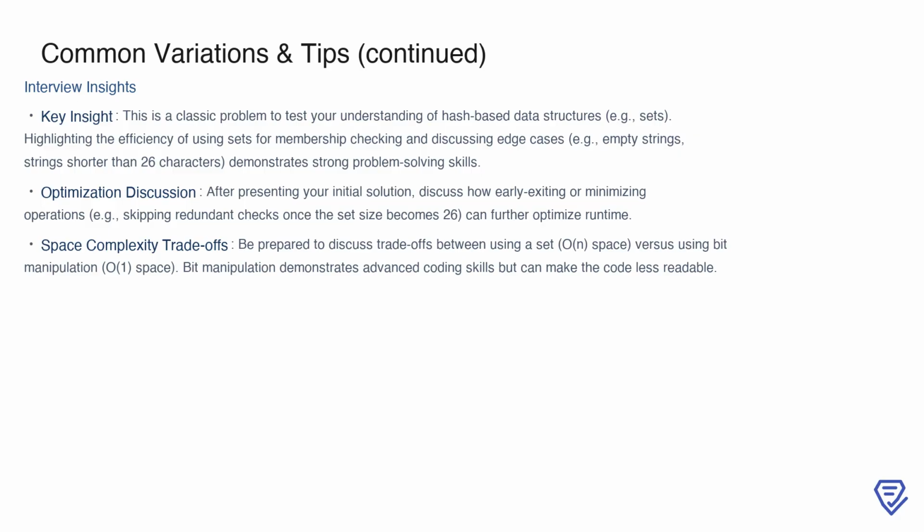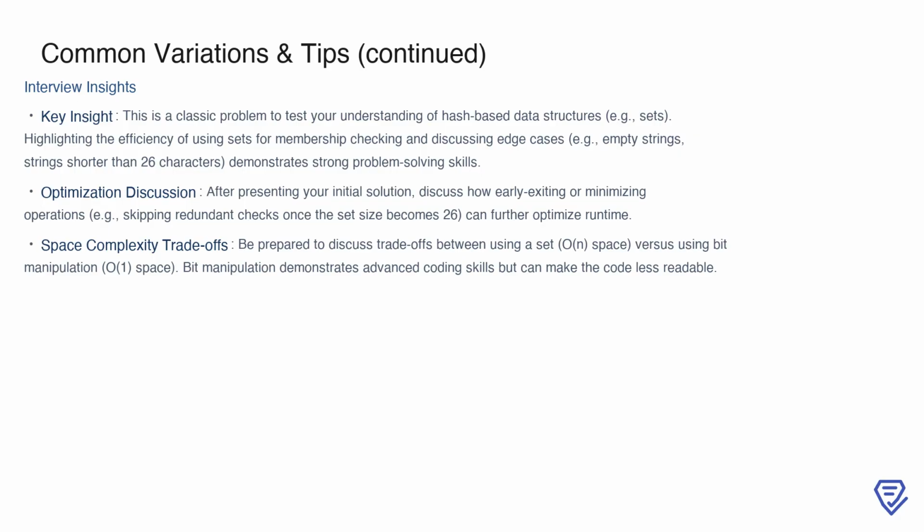This problem is often used in interviews to test your understanding of hash-based data structures like sets. It's a great opportunity to demonstrate how efficiently sets handle membership checks and how you can identify edge cases, such as empty strings or strings shorter than 26 characters. Once you've presented your initial solution, discussing potential optimizations can help you stand out. For example, you might explain how early exiting as soon as the set size reaches 26 minimizes unnecessary processing, or how avoiding redundant checks improves runtime.